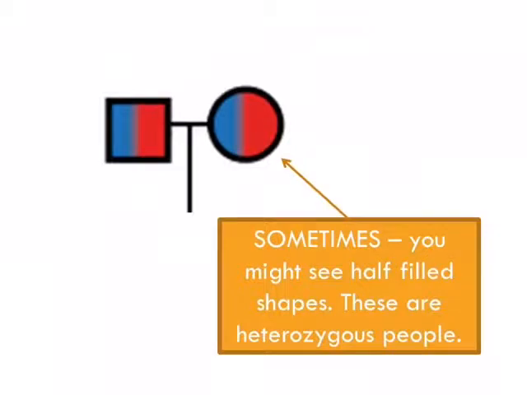Sometimes you will see half-shaped or half-filled shapes. These are showing heterozygous people, so their genotype might be big R, little r, because they are heterozygous, so they have one recessive allele and one dominant allele. They would show the dominant phenotype.